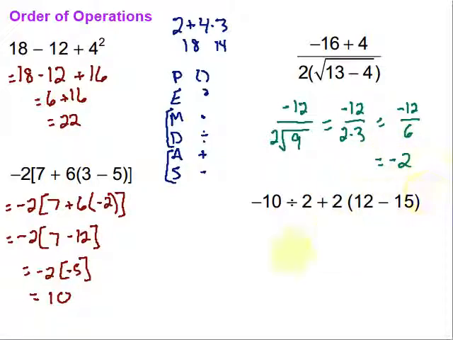Alright, let's take a look at one more here. Kind of a crazy looking one, but I bet we can figure it out. Alright, order of operations, let's go inside those parentheses first. So we've got negative 10 divided by 2 plus 2, and then we've got the 2 times, because that's written next to the parentheses here. So 12 minus 15 is negative 3, like so.